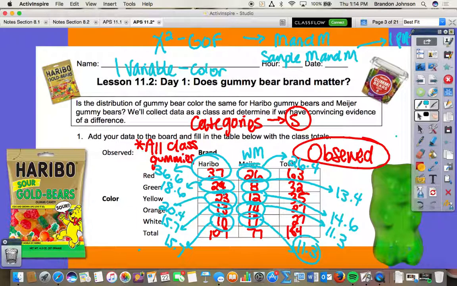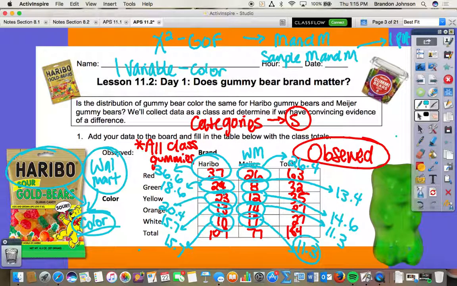This time we're going to move past this and go into the new 11.2 section, where we're going to take two different types of gummy bears. We have the Haribo and the Walmart brand. So we have two different populations. Instead of only one, now we've got two populations, and we're going to compare the colors of gummy bears between Walmart and Haribo. Therefore, we have one variable, the color, within two different populations.